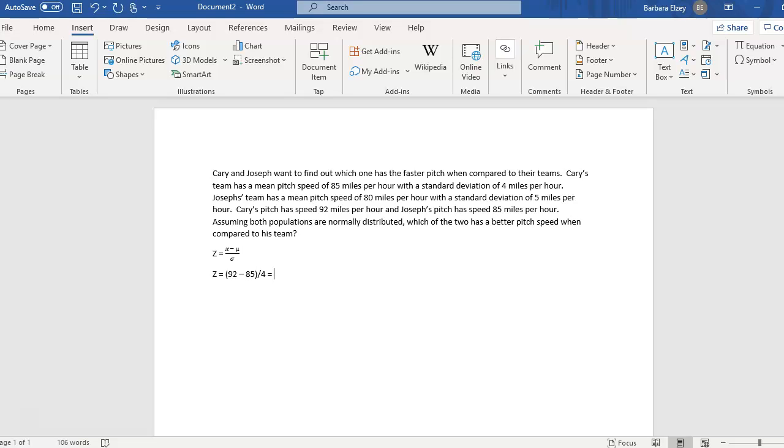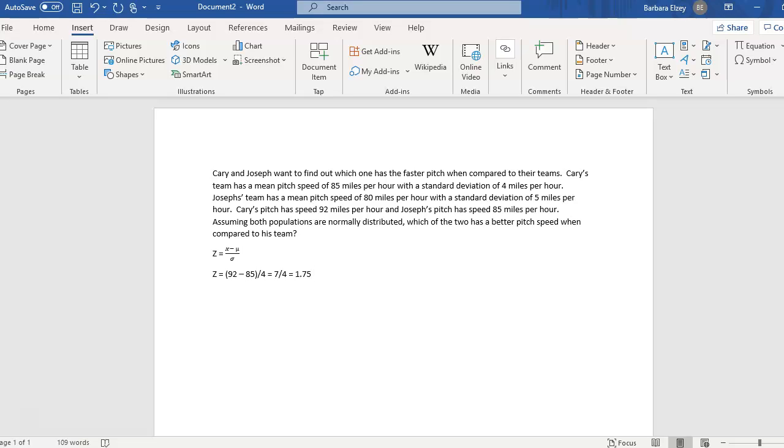First, 92 minus 85 is going to be 7. And then 7 divided by 4 is going to give us 1.75. All right, so this means that Carrie's pitch speed is 1.75 standard deviations above the mean. And it's above the mean because it's a positive number. If it was negative, he would be a slower pitcher than the rest of his team. In this case, though, he is 1.75 standard deviations above the mean. He's faster than the majority of his team is.